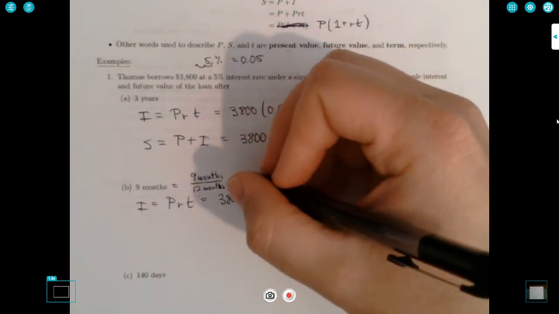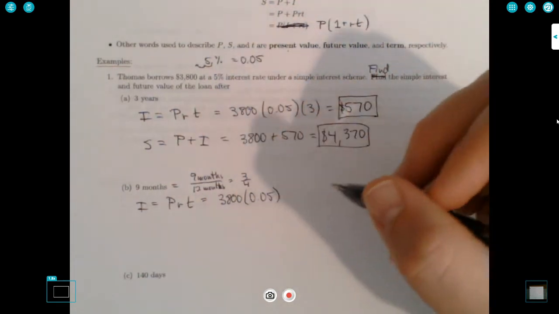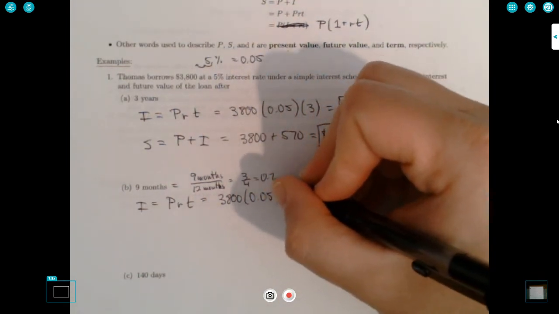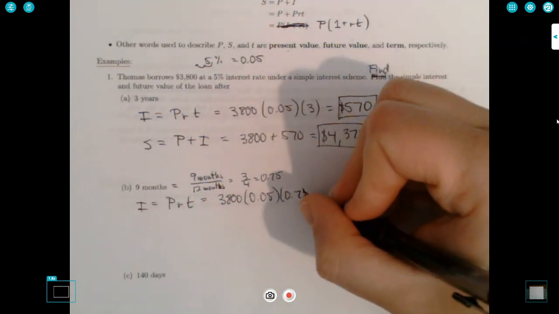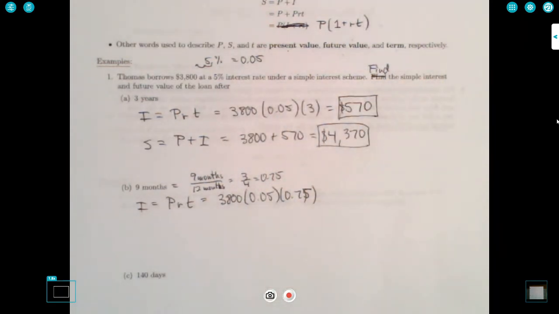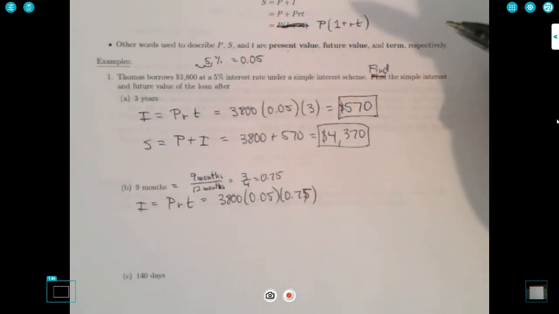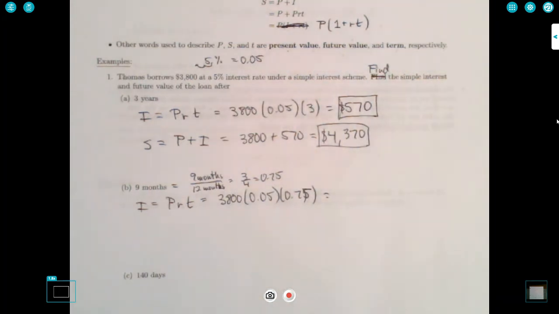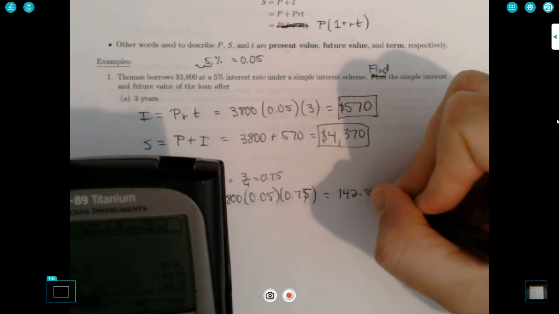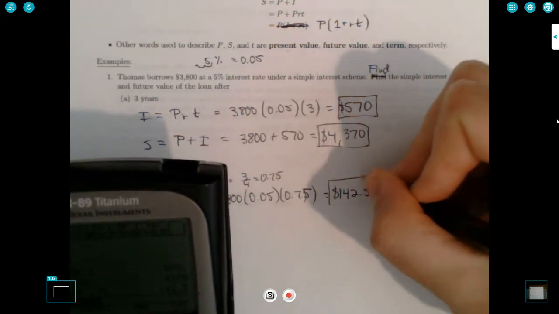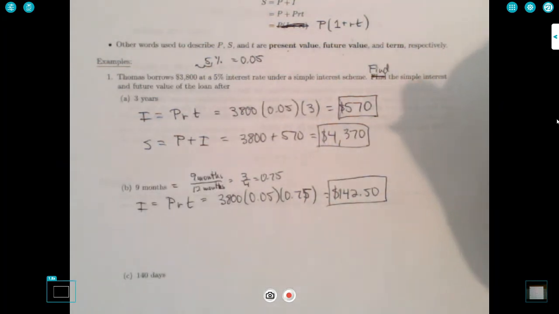Right? So that's 3/4 of a year. Or if you prefer, you can call it 0.75. So you're really going to say 9 months is 0.75 years. Okay. So you're going to put in 0.75. We get 3,800 times 0.05 times 0.75. That's 142.5. So I guess that would be $142.50 is the interest that you make.